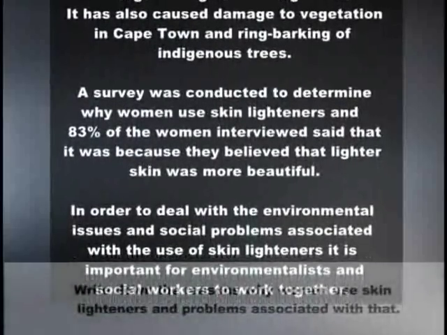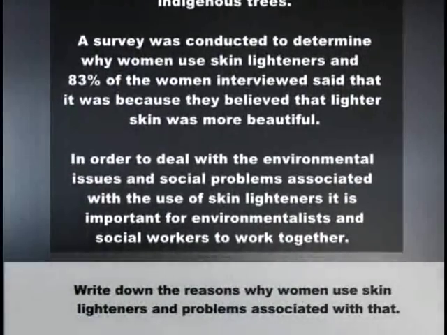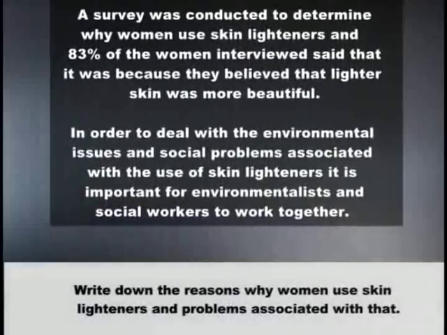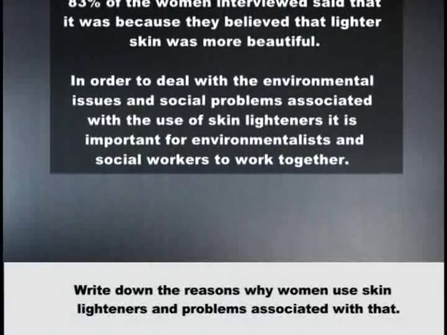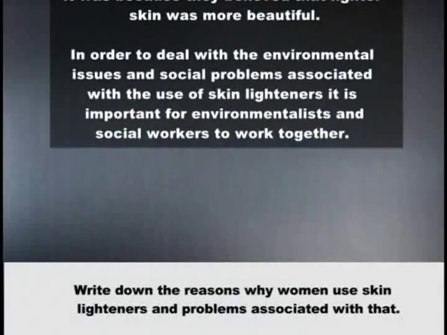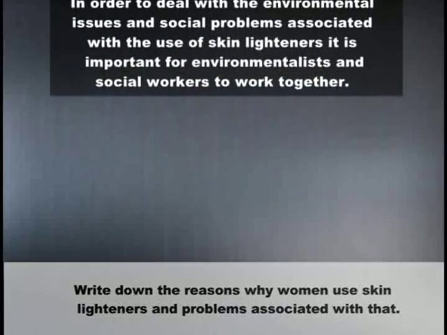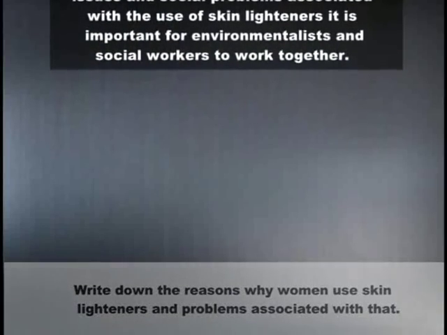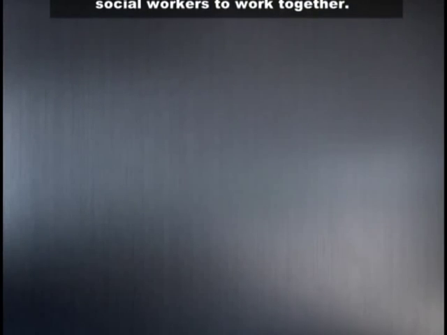A survey was conducted to determine why women use skin lightness, and 83% of the women interviewed said that it was because they believed that lighter skin was more beautiful. In order to deal with the environmental issues and social problems associated with the use of skin lightness, it is important for environmentalists and social workers to work together.